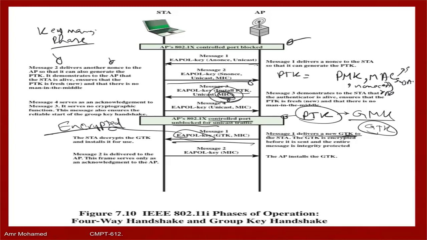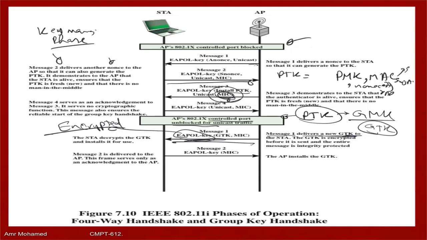This part is really enjoyable because I can ask you thousands of questions here. Okay, so the key encryption key is used to encrypt this message, which contains the group transient key.